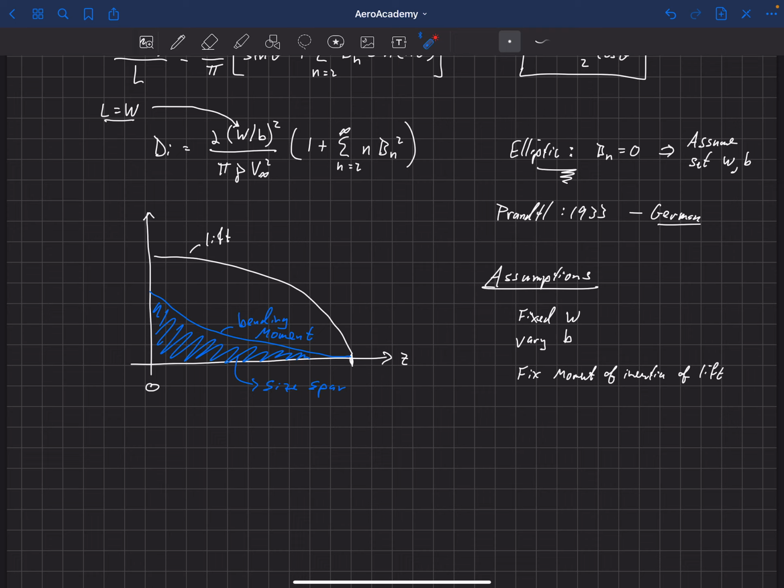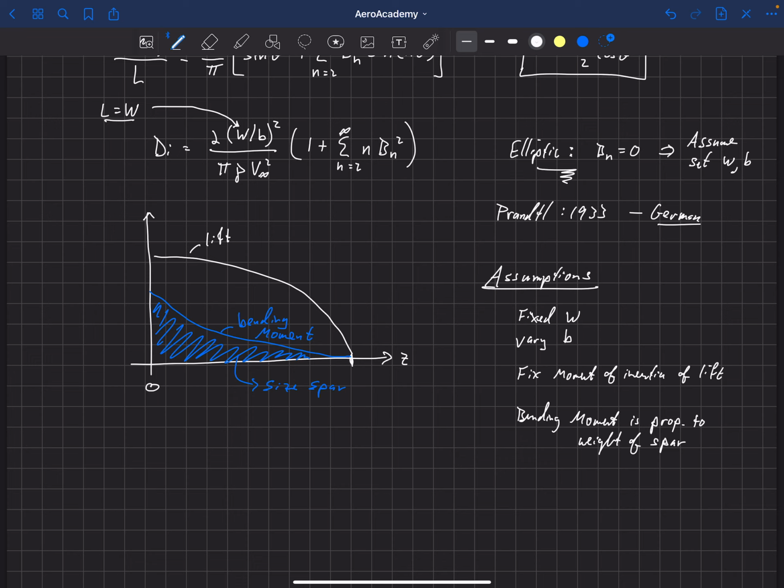Okay, so if we know the bending moment at any location, that's proportional to the weight of the spar at that location. So let's just write that down. Bending moment is proportional to weight of spar, and this is at each location along the span. Okay, so that's one thing.